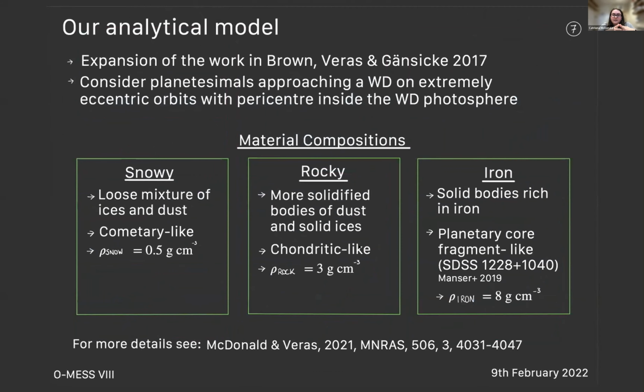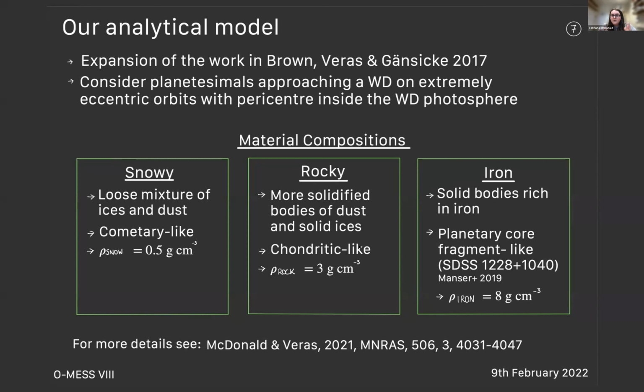So we designed this analytical model, which is initially an expansion of the work presented in Brown, Veras, and Gänsicke 2017, which considers a planetesimal approaching the white dwarf on a really eccentric orbit, whose pericenter is effectively inside the white dwarf photosphere. So I should note here that we don't actually consider the orbital movements of these asteroids at all. We just consider that they are essentially moving on a straight line towards the white dwarf, and how they evolve from there. We consider 3 separate material compositions of these asteroids.